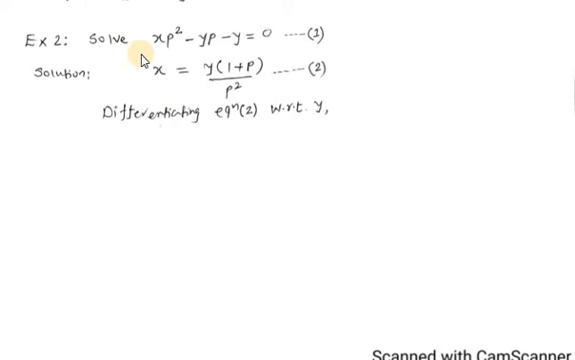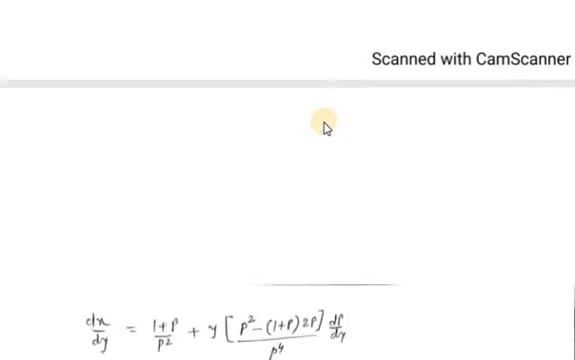Now example number 2, we have to solve this differential equation xp square minus yp minus y equals to 0. See, this is equation number 1. Now making x the subject from this equation, so we have x equals to y common, into bracket we have 1 plus p and divided by p square. Now see, this is equation number 2. Now differentiating equation number 2 with respect to y.